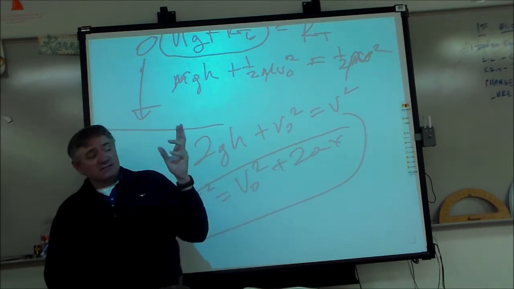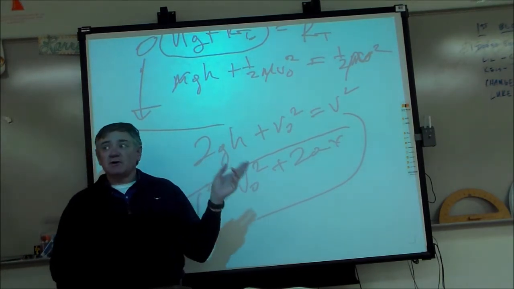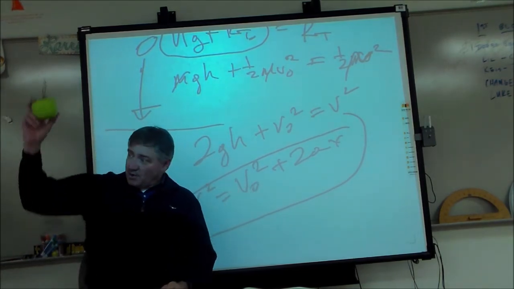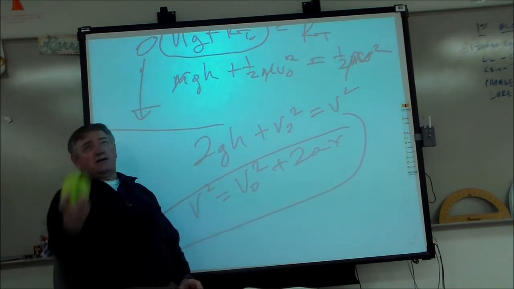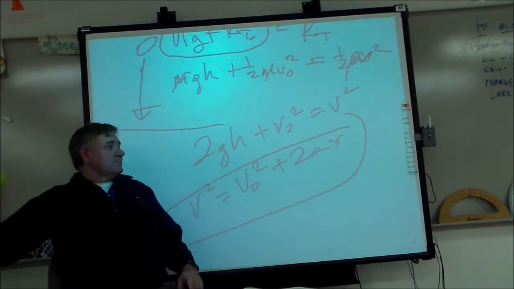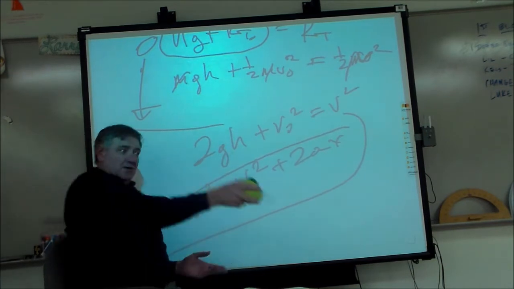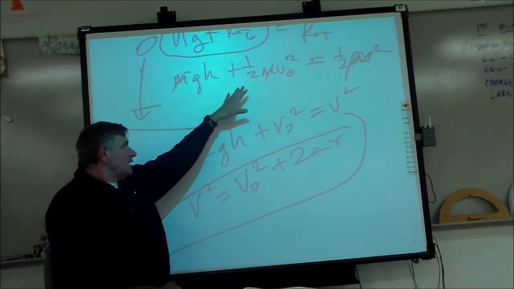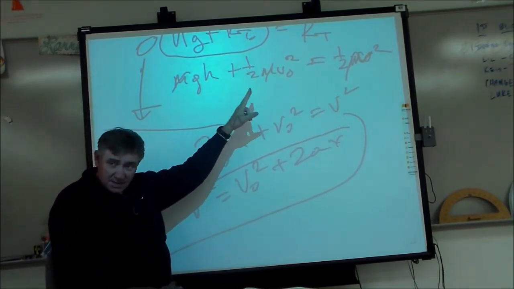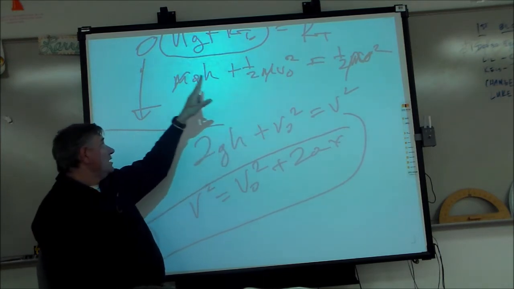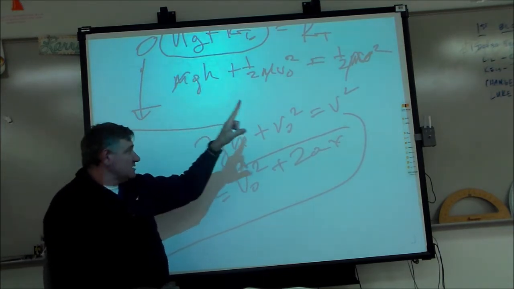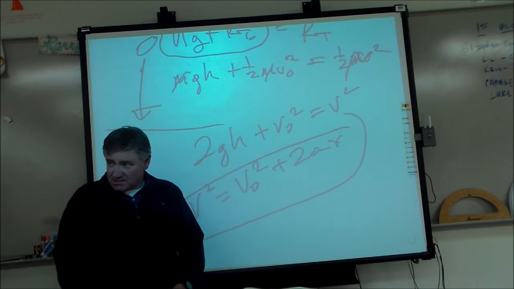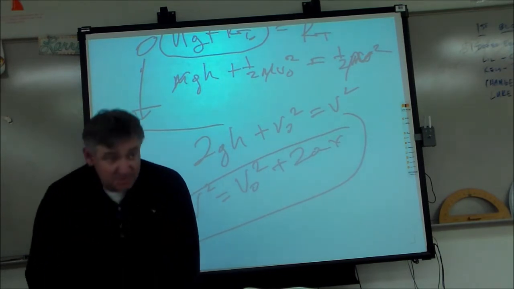Because kinetic energy is a scalar quantity. The direction I throw it doesn't matter. So if I throw it down, if I throw it at an angle, if I throw it straight up, it doesn't make any difference. I can throw it down like this. As long as I throw this thing with the same initial velocity, from the same height, it's going to land with the same final velocity.